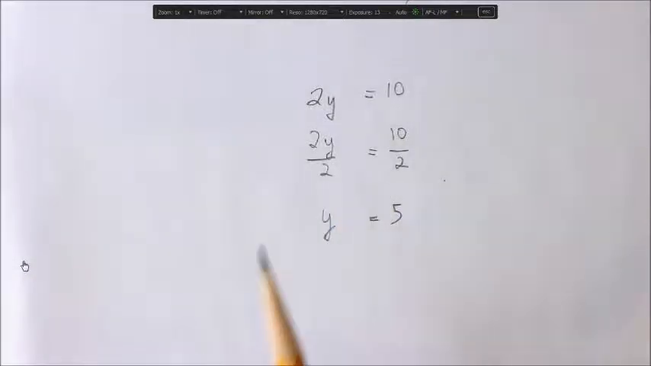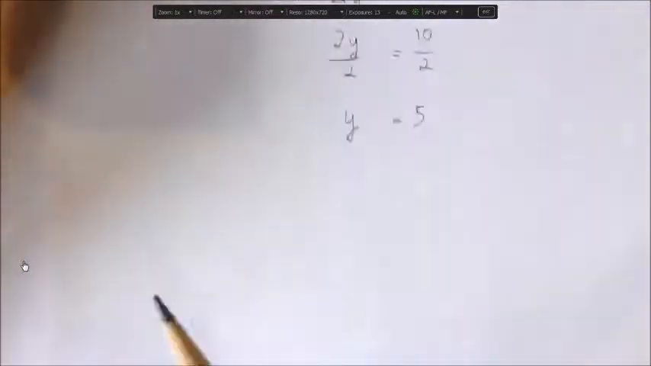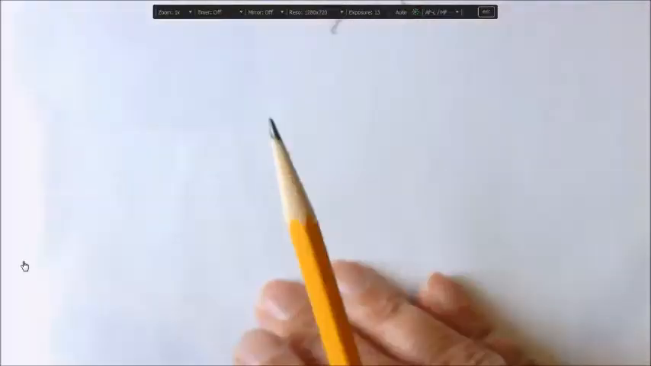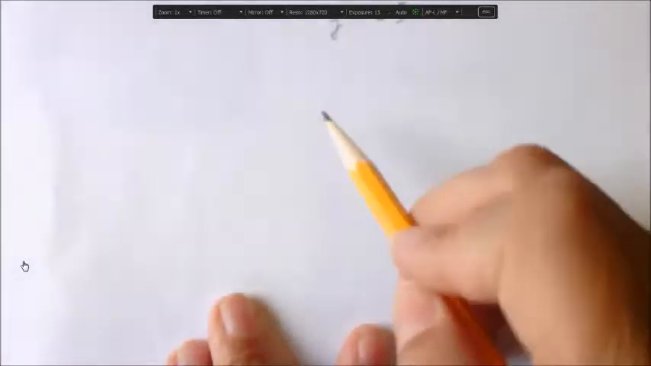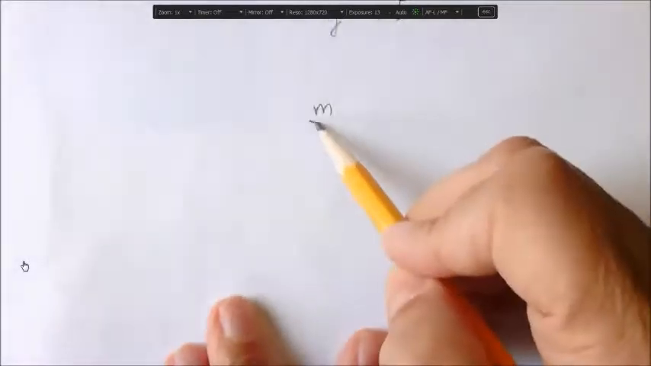So again, this is a one-step equation. All I did was I divided by the same number on both sides. Let's do one that requires multiplication. This one's going to be a little harder because it's going to look like a fraction. I'll use a different variable. Let's go m.